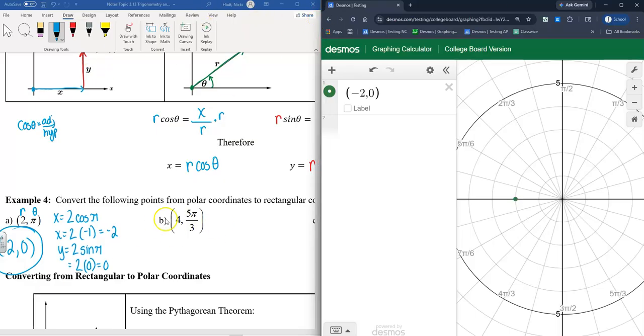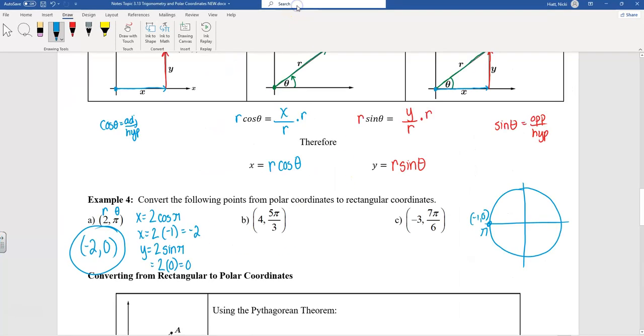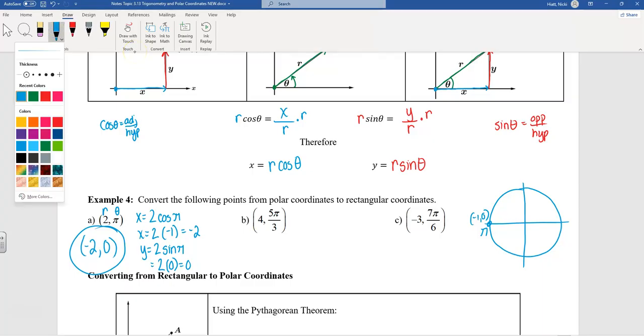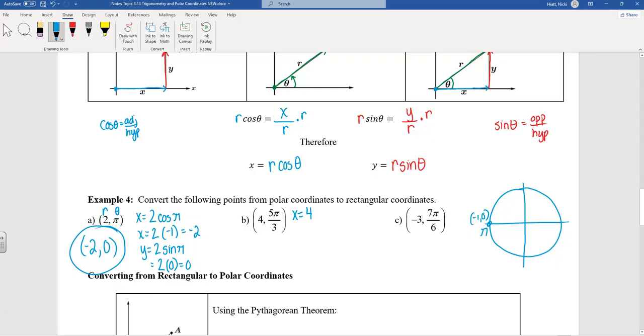So as you work on these, you can't graph the polar coordinates, but you can graph your original point, or you can graph your rectangular points and change the background to see if it looks like it's in the right spot. So if we have our others here, we're doing x equals 4 cosine of 5 pi over 3. So 5 pi over 3 is right here.